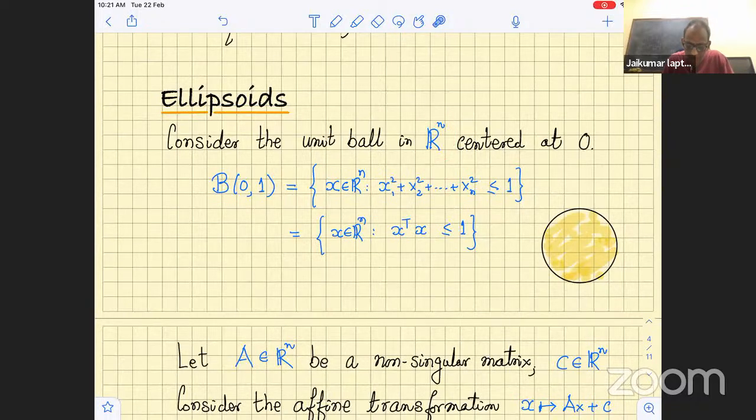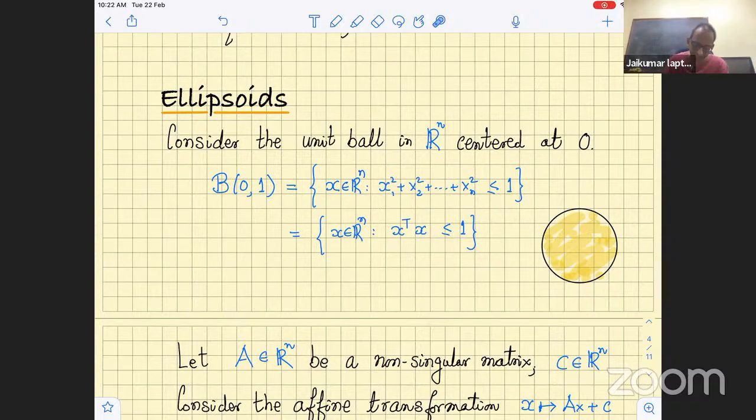Now we are in n-dimensional Euclidean space, R^n. Here is the ball which is centered at 0. This 0 is the middle of the ball, and it has radius 1. So it is all those points x in this n-dimensional space which satisfy this inequality. So this is the ball. And in matrix language, you will write it like this.